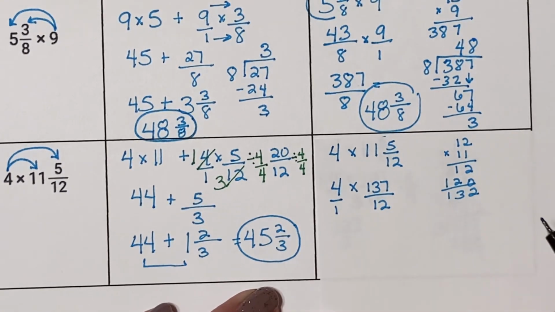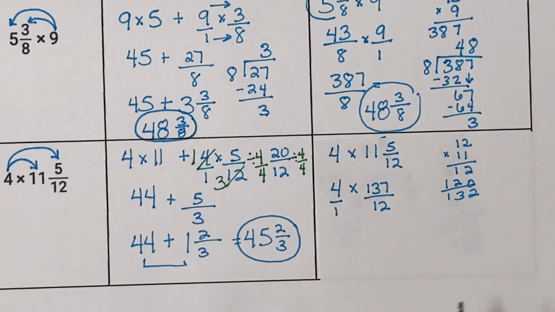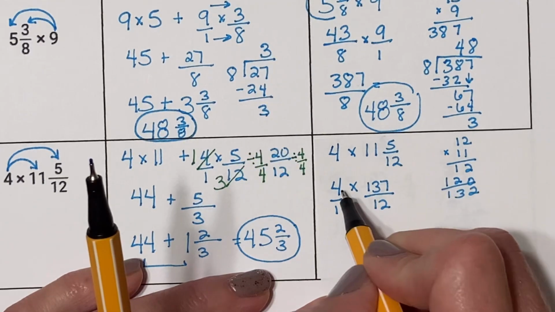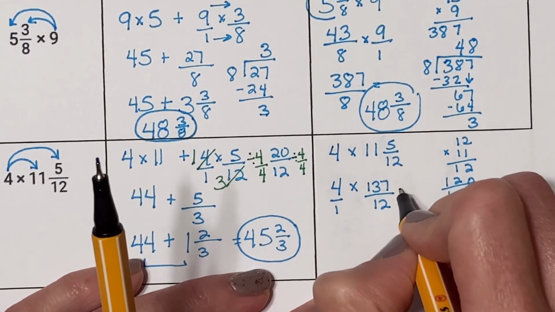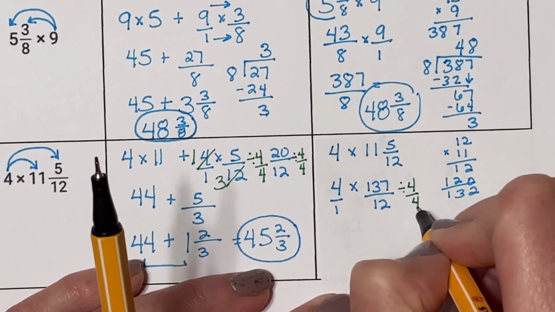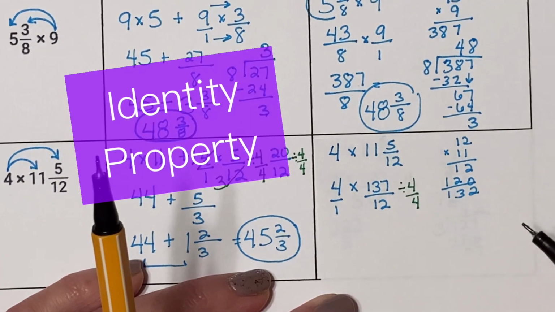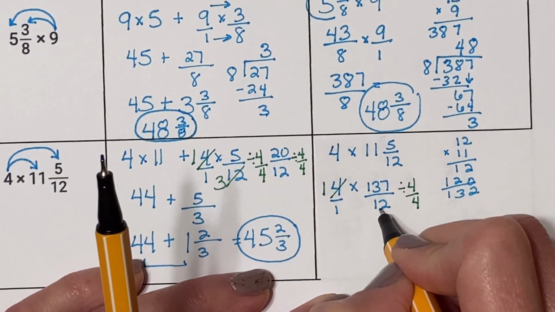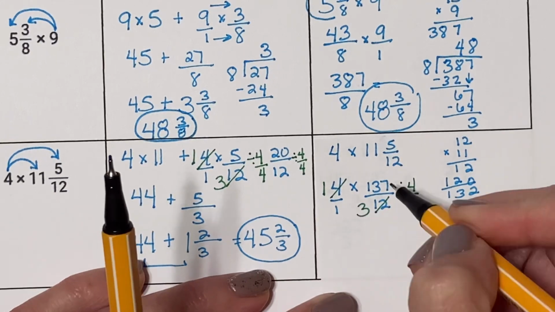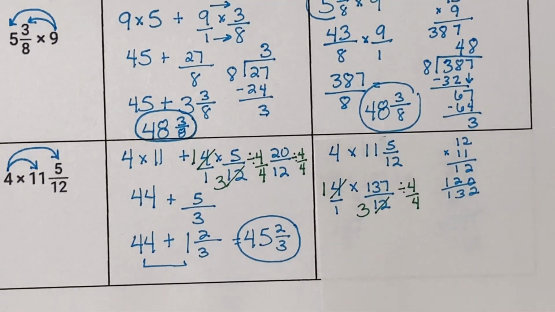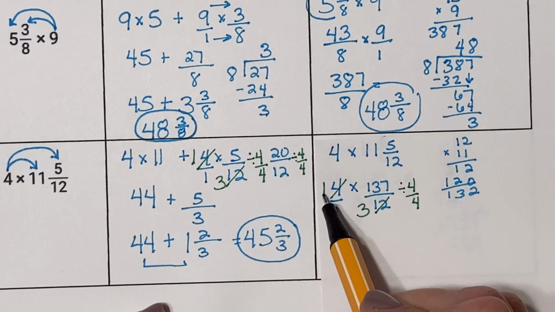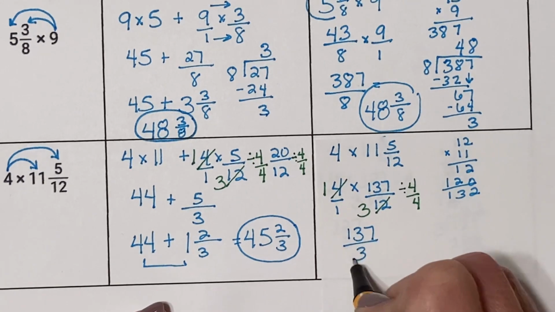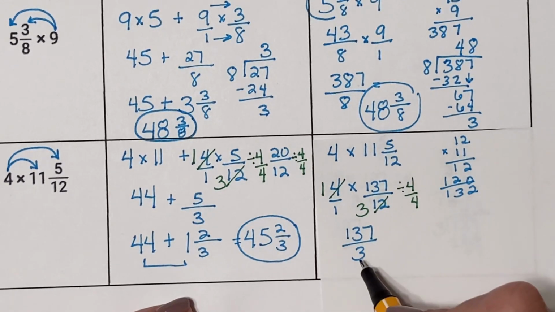Okay, well, let's go ahead and multiply these. Now here is where I am going to simplify before multiplying because it's going to make my life so much easier. I notice my 4 and my 12. I can divide both of those by 4/4, by 1, because 4/4 is 1. All right, 4 divided by 4 is 1, yay. 12 divided by 4 is 3. Ooh, I like this better already. Now I'm going to multiply straight across. 1 times 137 is 137. 1 times 3 is 3. Okay, so I have 137 thirds.